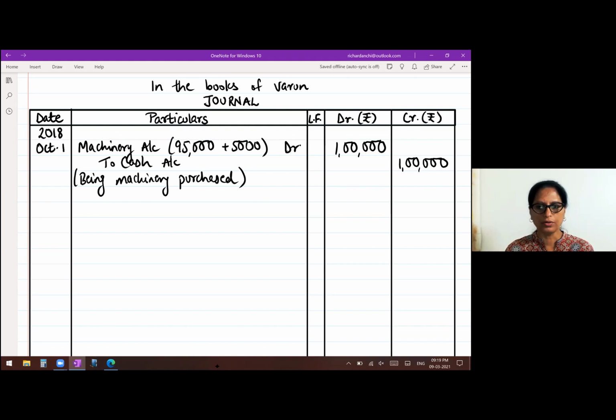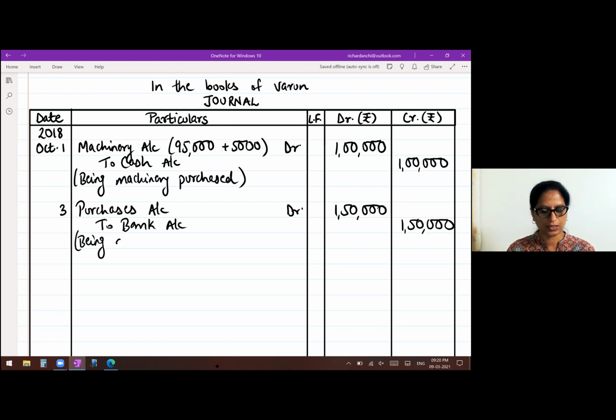Next transaction on the 3rd. Purchased goods for rupees 1,50,000, an amount paid by bank. Now this is very simple. You're purchasing goods. So one account is purchases, the other account you're paying by bank. So it is bank account. So entry will be purchases account debit 1,50,000 to bank account 1,50,000. Bank is the giver, purchases is an expense, a nominal account, so we debit. Narration, being goods purchased.